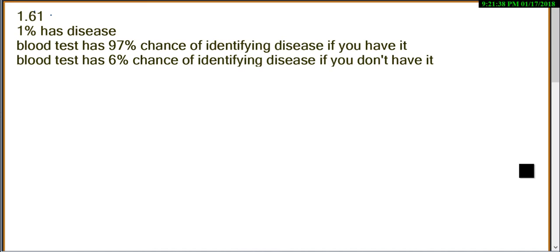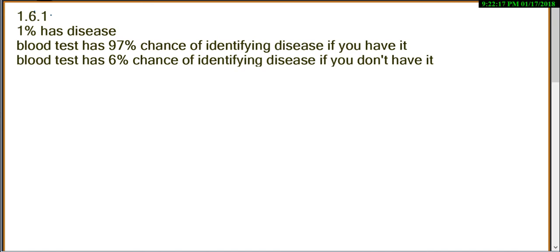This is problem 1.6.1, and we're doing a Bayes theorem problem where it tells us that 1% of our population has a certain disease. Now, if you take the blood test, that has a 97% chance of identifying the disease if you have it. And the blood test has a 6% chance of identifying the disease if you don't have it. Okay, because we know, again, these tests aren't always right, and so we can get these false positives, which is what throws off our results.